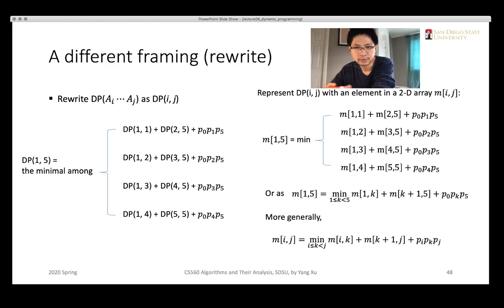The optimal substructure can be described by this equation. In order to solve the problem that starts from the i-th matrix and ends with the j-th matrix, we need to find the k, where k is between i and j, that minimizes the total cost of the first subproblem that ranges from i to k, and the second subproblem that ranges from k plus 1 to j, and the additional cost of multiplying the two resulting matrices together, which is p_i times p_k times p_j.